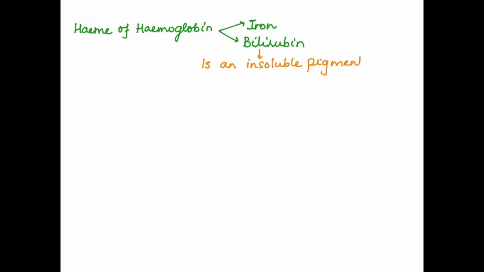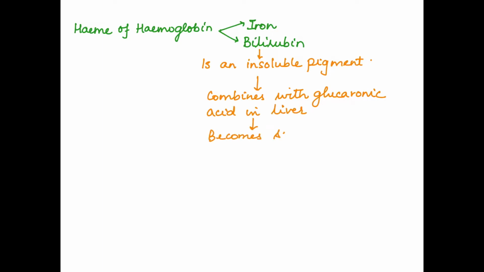Heme in the hemoglobin molecule, as we know, is made of two components, iron and bilirubin. Iron is stored in the liver and also used for production of new RBCs. Now the bilirubin is actually an insoluble bile pigment. This bile pigment, that is bilirubin, combines with glucuronic acid in the liver. When it combines with glucuronic acid, it becomes soluble.